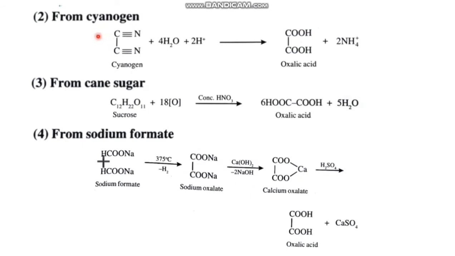The second method is from cyanogen. Cyanogen undergoes acid hydrolysis, and we get oxalic acid. That is, oxalic acid can be prepared by the acid hydrolysis of cyanogen.